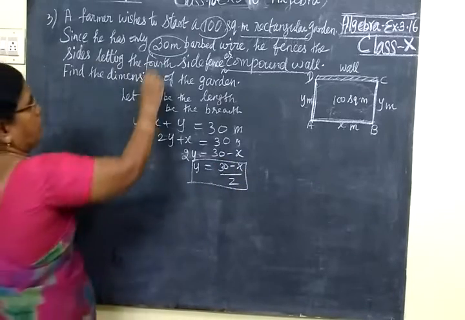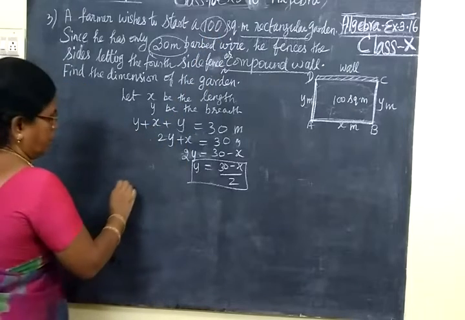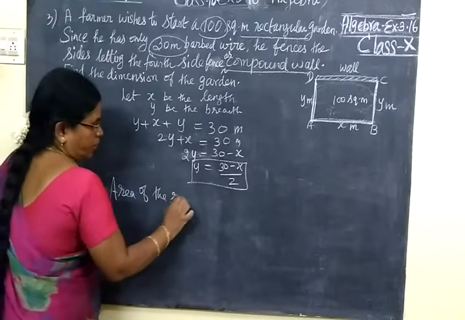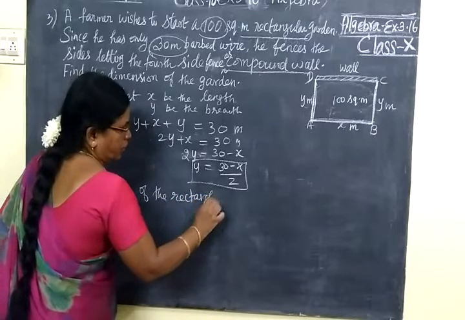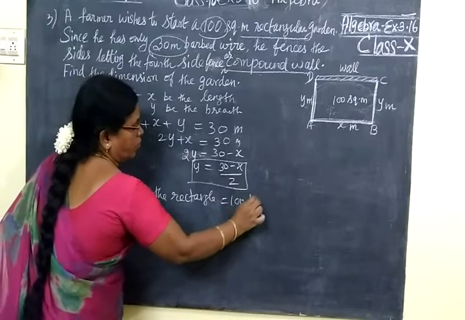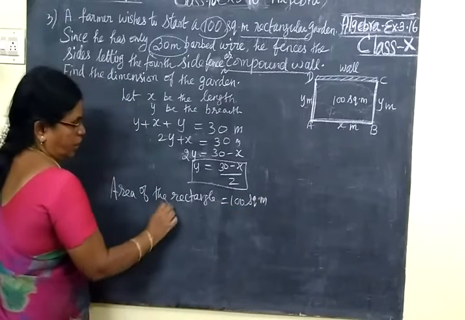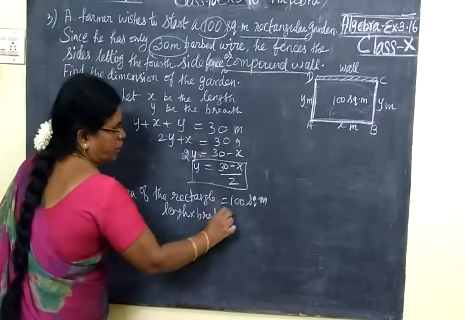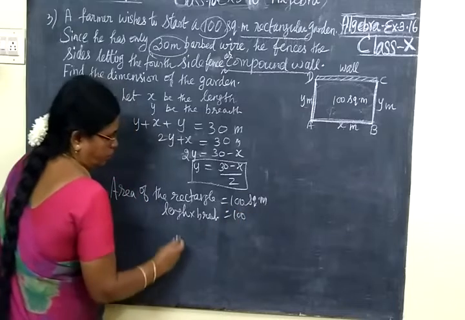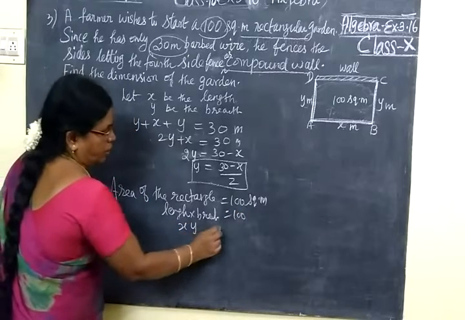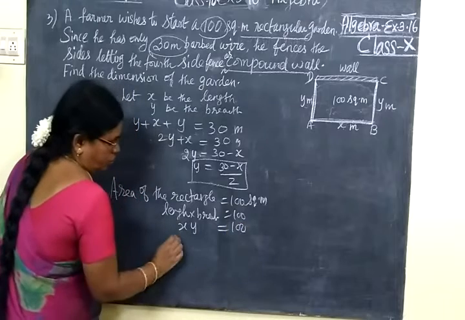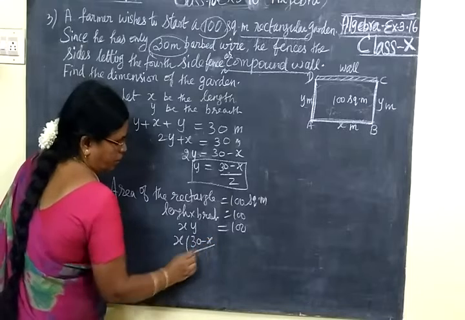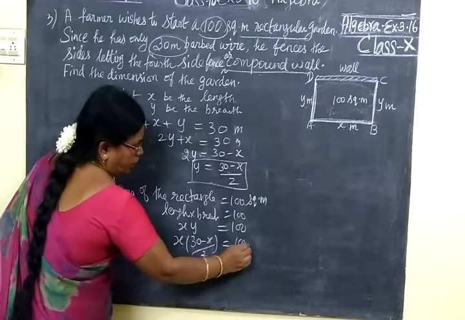Next it is given this area is 100 square meters. Area of the rectangle is given as 100 square meter. So area means we know the formula length into breadth equal to 100 square meter. So x into y equal to 100. So instead of y you are writing (30 minus x) by 2 equal to 100.